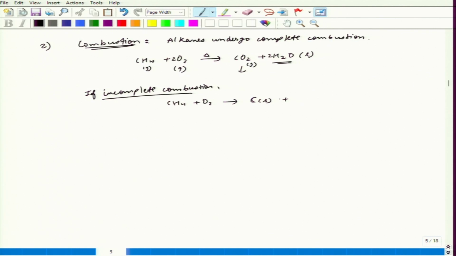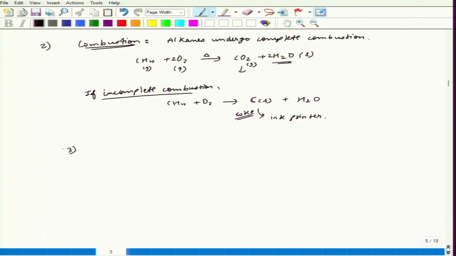Okay. And we know that solid carbon is generally used in ink printers. So, if incomplete combustion of alkanes is taking place, it will form coke, that is called solid carbon, and it is used in ink printers. So, that is the combustion reaction. Moving on to another chemical property.